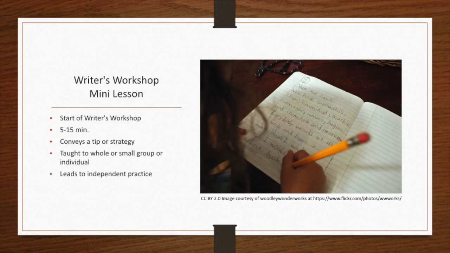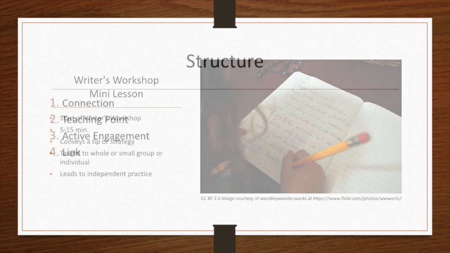Like the name suggests, a mini lesson is very short, between 5 through 15 minutes long. The teacher often gathers students closely together to convey a tip or strategy. Mini lessons are often planned as a whole group lesson at the beginning of the workshop, but it could be used in a small group or a one-on-one setting. After the lessons, students return to their spots to apply the skill independently.